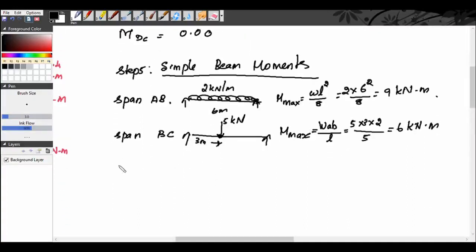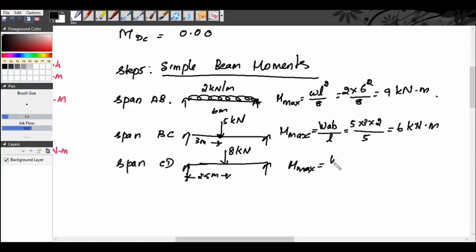Now for the span CD, CD is 5 meter span length. A concentrated load of 8 kilonewton is acting at the middle of the span. So M max is equal to WL by 4. You can substitute WAB by L also. That means your A is L by 2 and B is L by 2. You substitute, you will get WL by 4. So it is 8 into 5 by 4. We get 10 kilonewton meter.